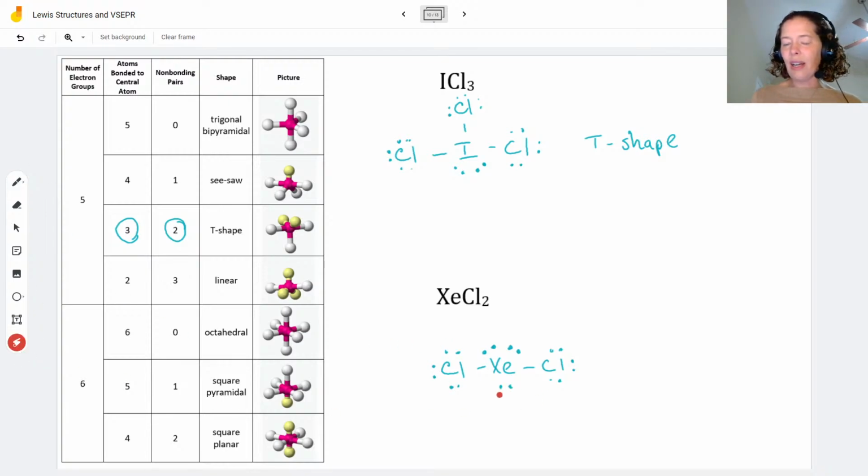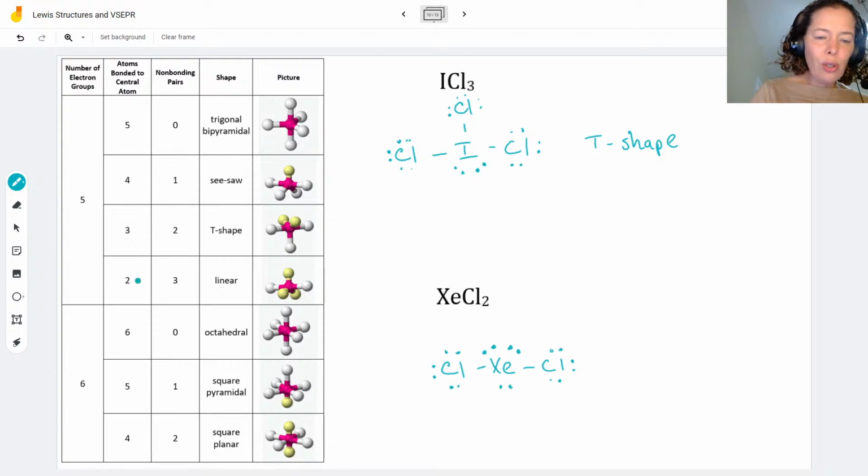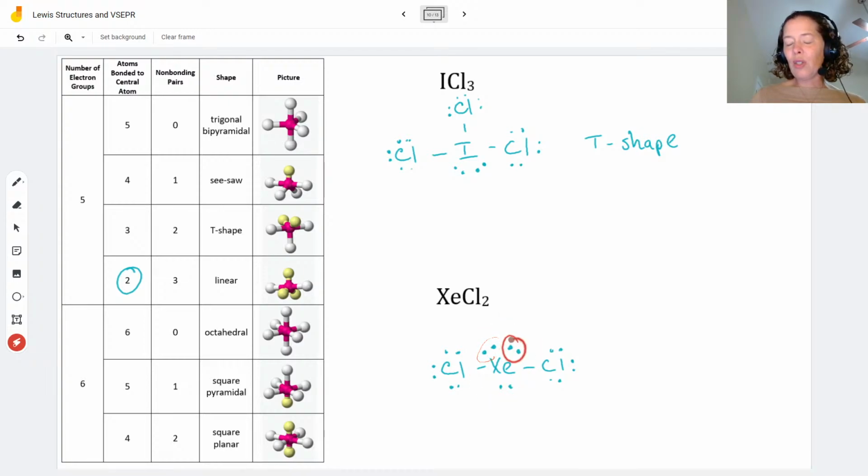Okay, so checking out xenon, our central atom. It is bonded to 2 chlorine atoms. So I'm bonded to 2 atoms. I'm really hoping that this works out. Looking at my central atom, I have 1, 2, 3 lone pairs, which is exactly right. So this is linear. It's the same shape as carbon dioxide, although obviously very different atoms and way different lone pairs. But if you look at the 3D shape here, you can see the lone pairs.